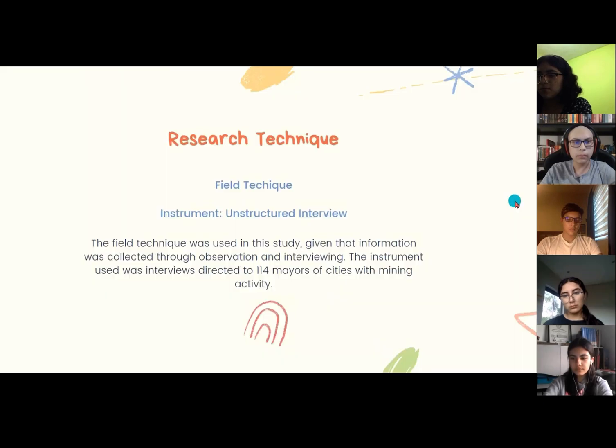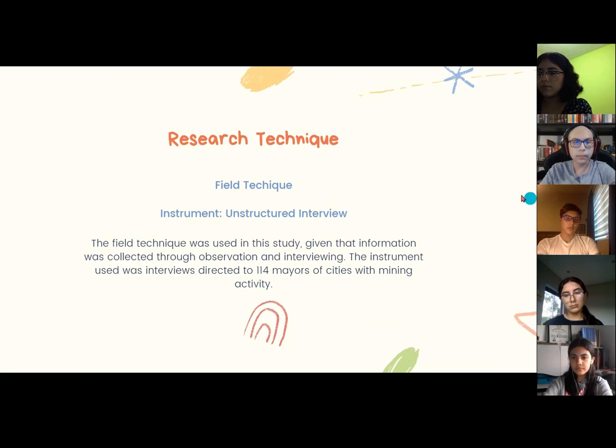The field technique was used in this study, and the instrument was a non-structured interview. The field technique was used in the study given that information was collected through observation and interviewing. The instrument used was interviews directed to 114 mayors of cities with mining activity.